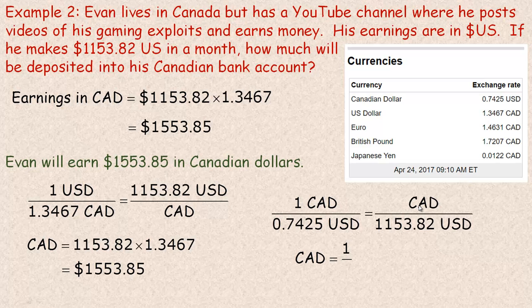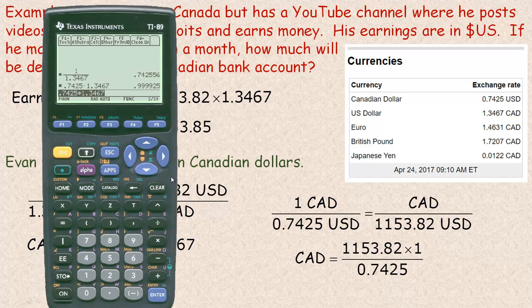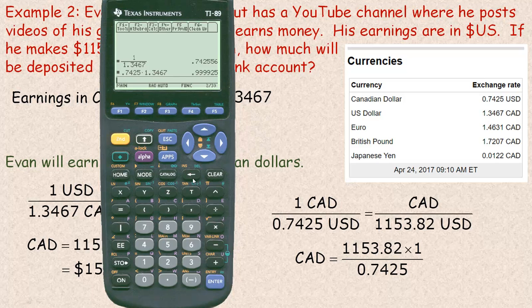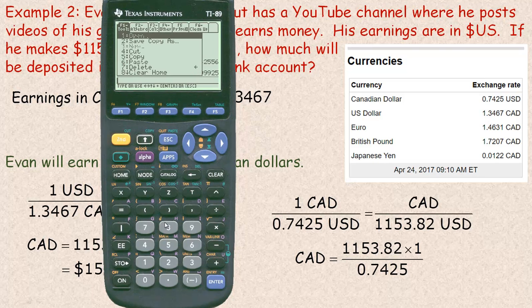And so in order to find that, again, we're cross-multiplying like we were over here. 1 times 1153.82, which is what I have on top here, divided by 0.7425. And I'll bring my calculator back one more time. I'll just clear this. So it's 1153.82. Now times 1. And then divide by 0.7425. Okay, so there's the same value.